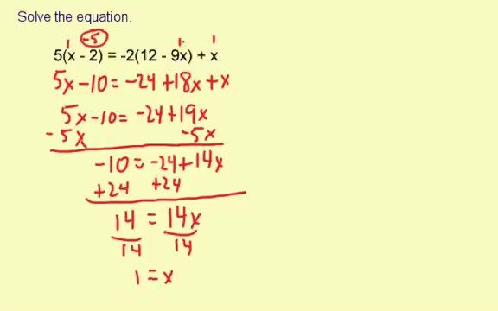And then put in the 1 here. 12 minus 9 is 3. Negative 2 times 3 is negative 6. And then plus 1, that's negative 5.